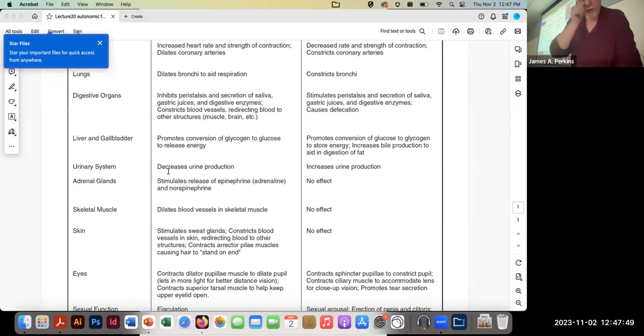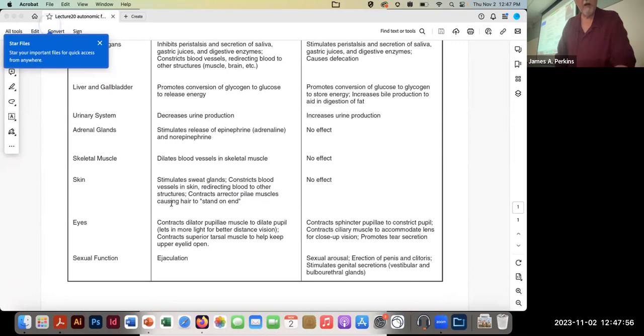Inhibits the kidneys to decrease urine production. It also inhibits urination and inhibits the muscle in the wall of the urinary bladder that causes urination. The sympathetic system has a strong effect on the adrenal glands because one of the primary hormones used in the sympathetic system is adrenaline, which supports that high metabolic rate of your cells. So the sympathetic system directly stimulates the adrenal glands to release adrenaline, which is also known as epinephrine and norepinephrine.